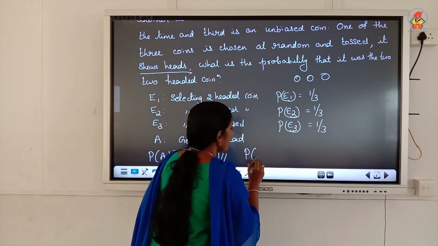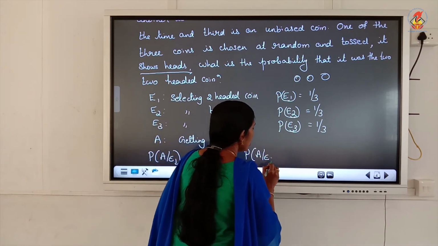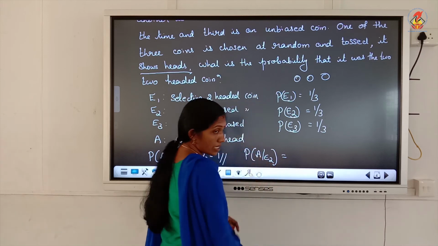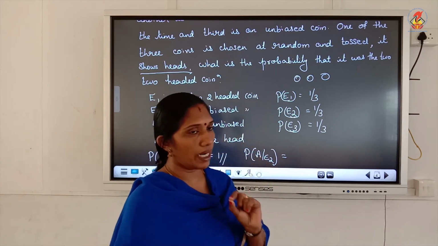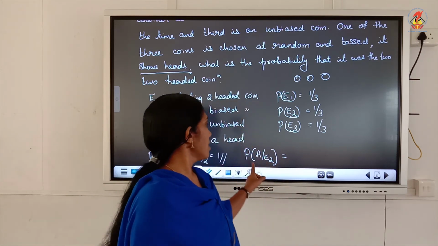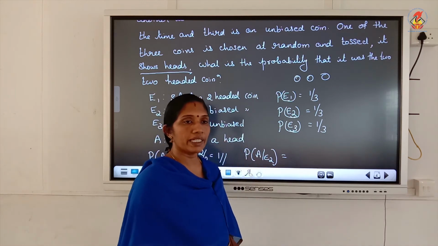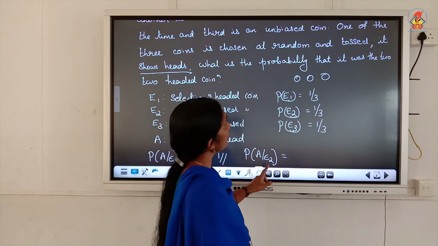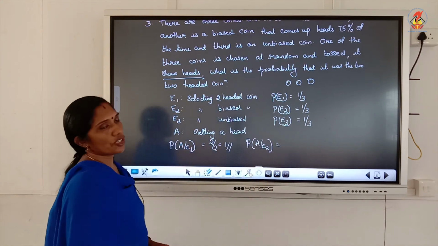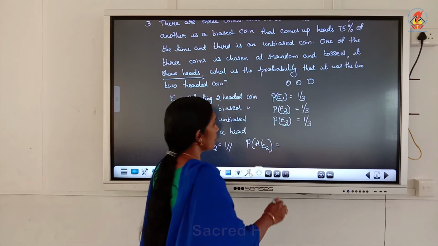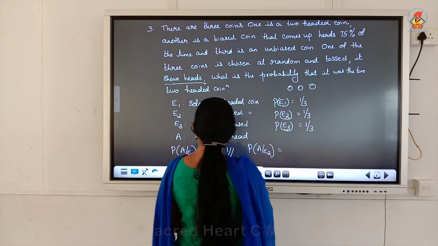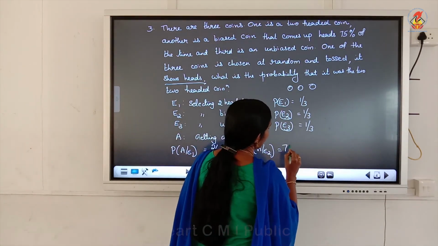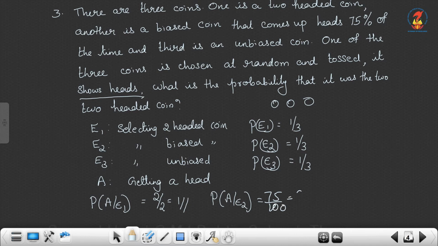Now P of A given E2. A given E2 means E2 is the biased coin. Selected biased coin, then toss it. So what is the probability of getting a head? For the biased coin, it is given in the question that 75% is the chance for getting head. So 75 by 100, or we can write it as 3 by 4.